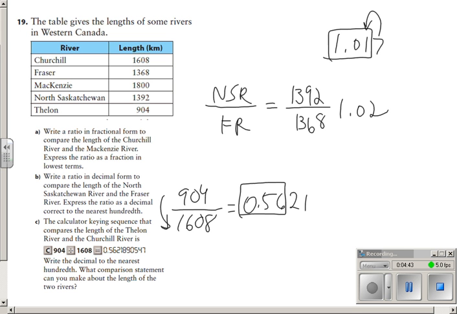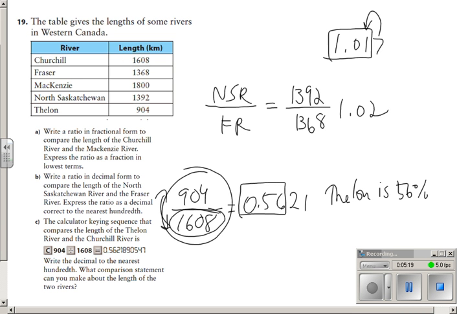Well, if we make this comparison, is it fair to say that the Thalon River is 56% the length of the Churchill River? And the answer is yes. If I was thinking about, I got 904 on a test out of 1608, what was my percentage? Well, it was 56%. So I can say that the Thalon River is 56% the length of the Churchill River. And I can also say up here, that this is kind of an interesting one, that since 1 is actually 100%, 1.02 is actually 102%. So I can say the North Saskatchewan River is 2% bigger or longer than the Fraser River. So that's kind of a neat way of looking at ratios to percents, comparing two numbers together to figure out how much longer or shorter or how much bigger one number is in comparison to another.